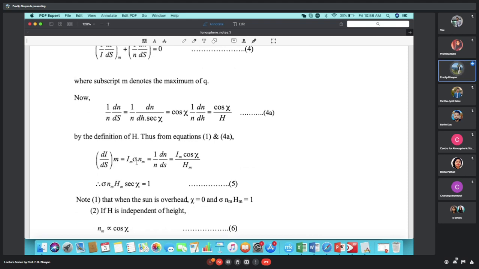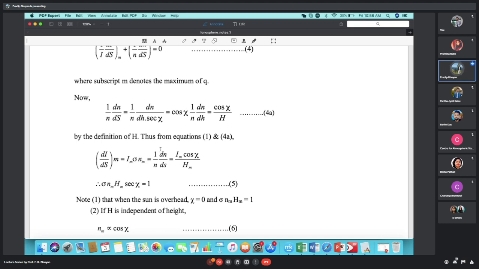We have only one species, and Nm is the number of atoms or molecules at that particular height of maximum. So this is also a constant, Nm, at that particular height. The number density of atoms or molecules will vary with height, but at that particular height where you have a maximum, it will definitely be constant. The number of molecules per unit volume will be the same.